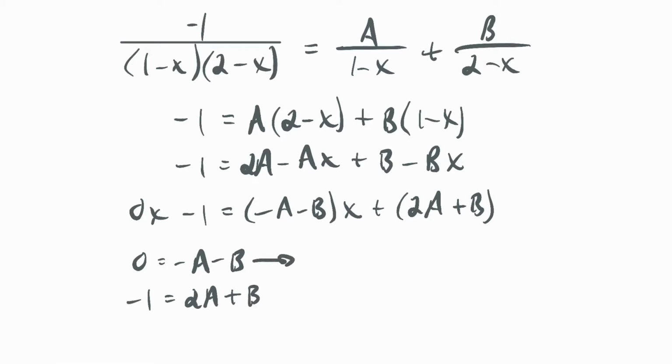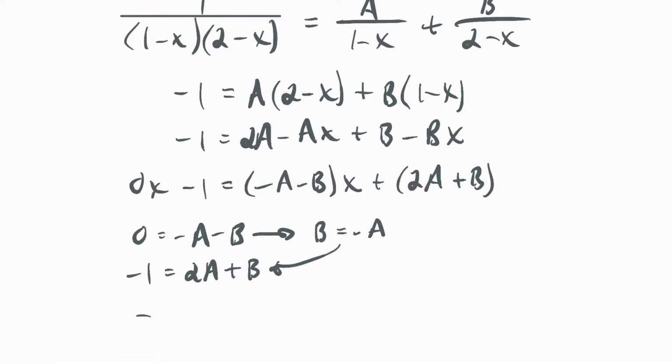So in this first equation, I'm going to add b on both sides. So b equals -a. And I'm going to substitute that into this b here and get -1 equals 2a minus a, which of course is a. So a equals -1. And since b is -a, b is 1. So a equals -1, b equals +1.